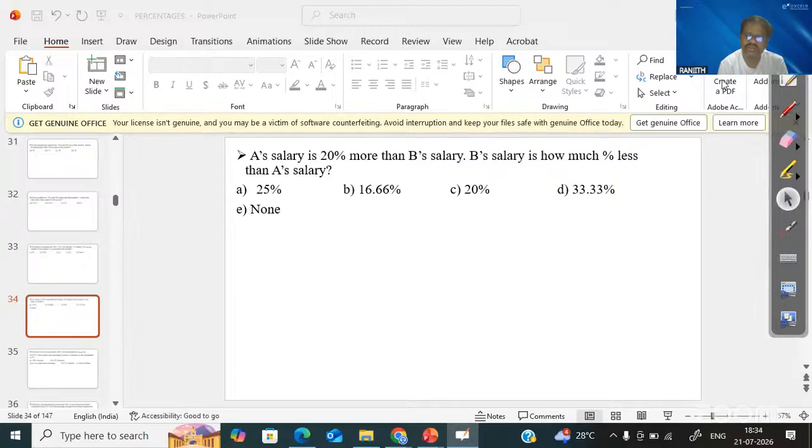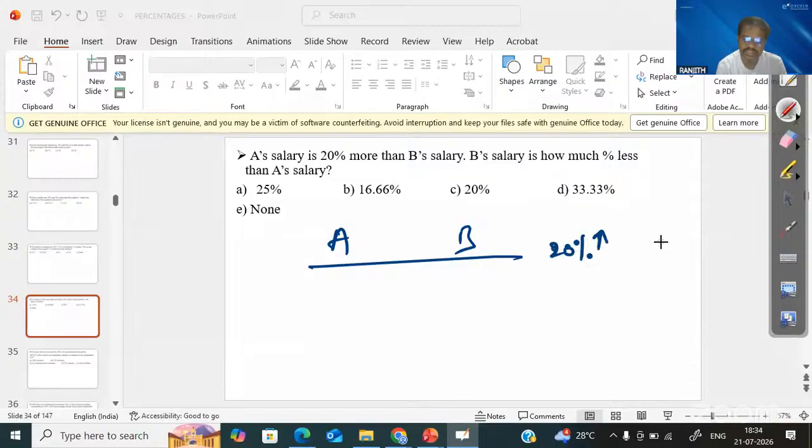So A's salary is 20% more than B's salary. A's salary is 20% more than B's salary. Already we discussed, if 20 percentage is more, that is 1 by 5 more, then 1 by 6 has to be decreased. 1 by 6 is nothing but 16.66.